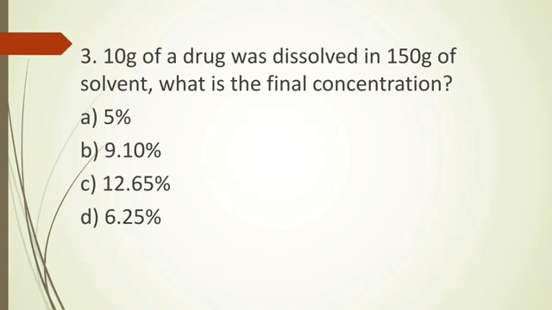Now the third question, 10 gram of drug was dissolved in 150 gram of solvent. What is the final concentration? Option A, 5%. Option B, 9.1%. Option C, 12.65%. And option D, 6.25%. Okay, so this is all about the revision questions. I gave only 3 questions. Please go through these questions, and if there is any doubt, please comment it in the comment box, and if there are any suggestions also, you can discuss it with me.